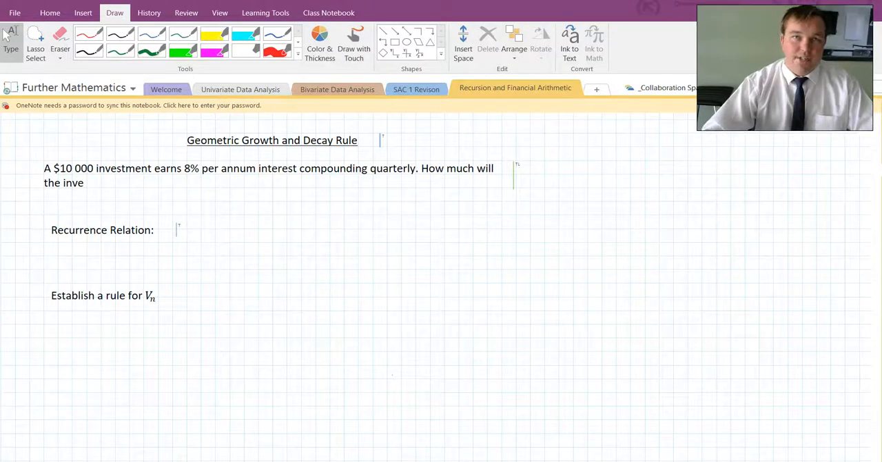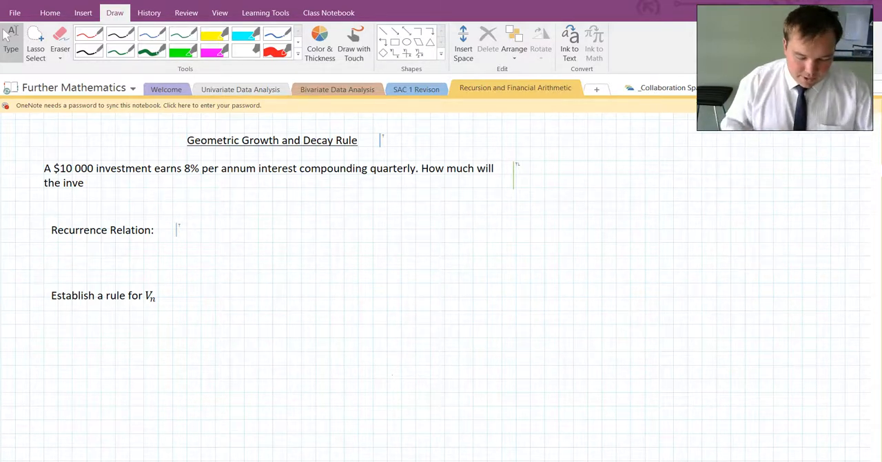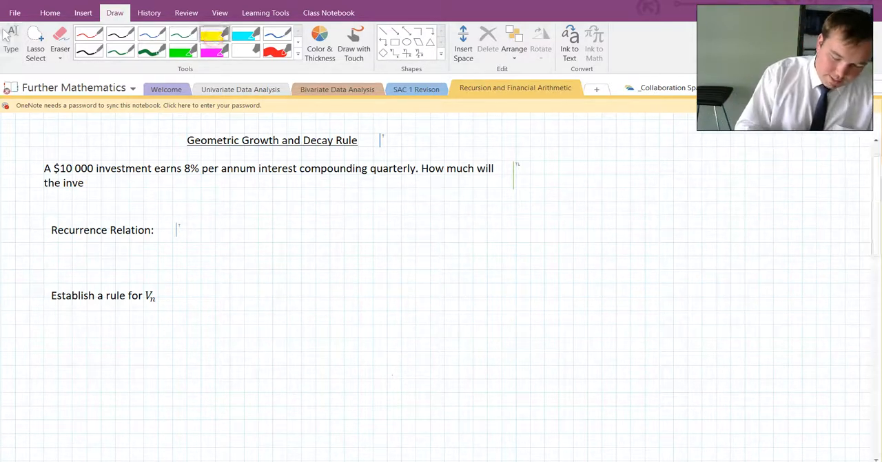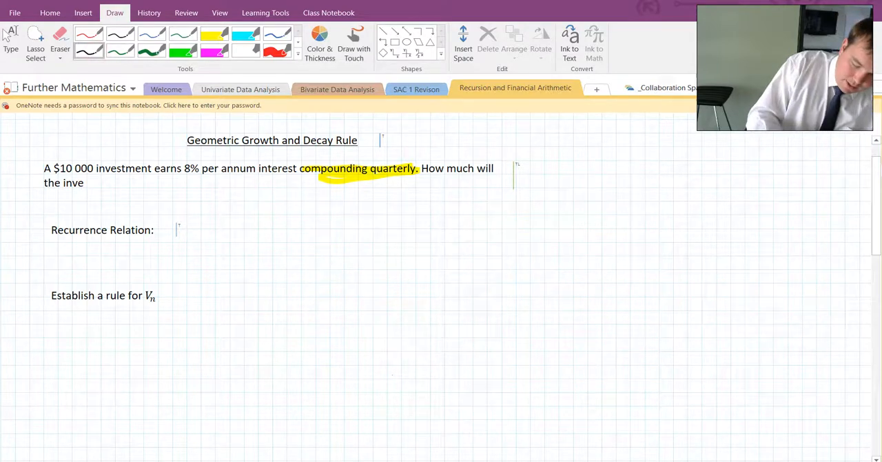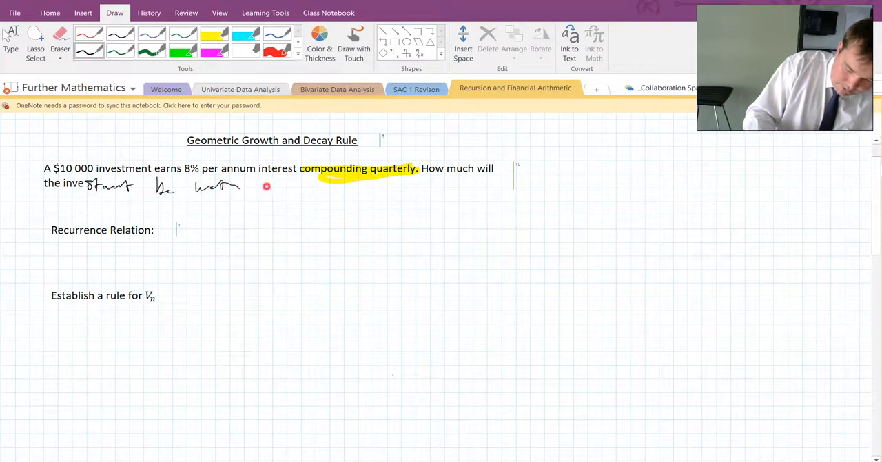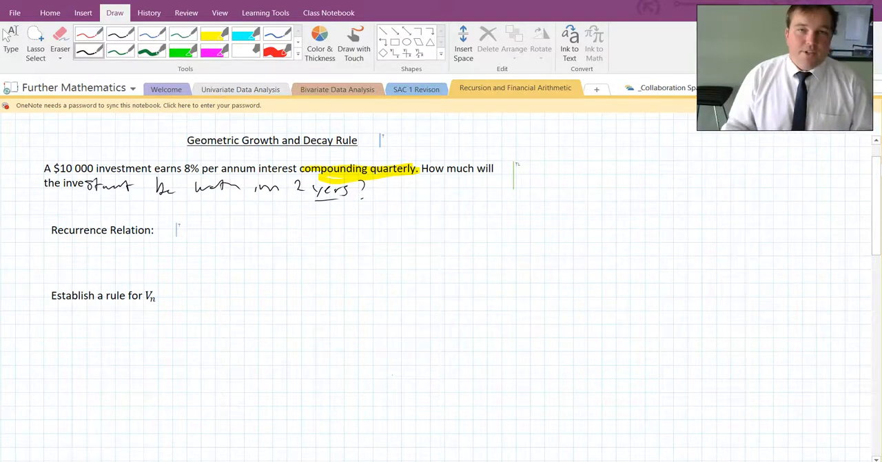Using the recurrence relation, we're trying to find a rule to get us straight to Vn. So, our example is a $10,000 investment earns 8% interest. Here's the important thing: compounded quarterly. How much will the investment be worth in 2 years? Now, the recurrence relation is not easy, but it's something we've done before.